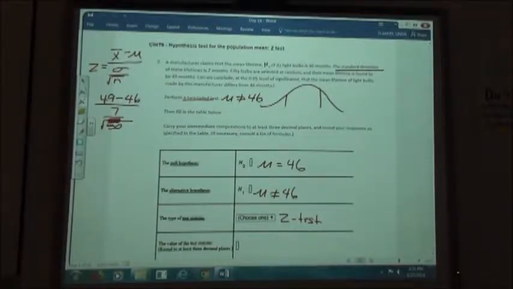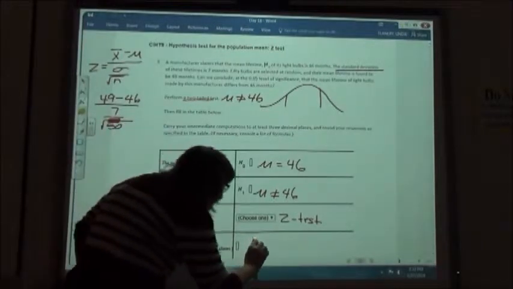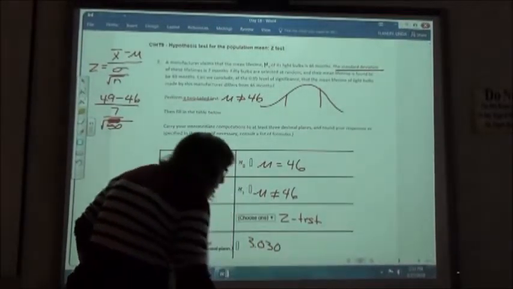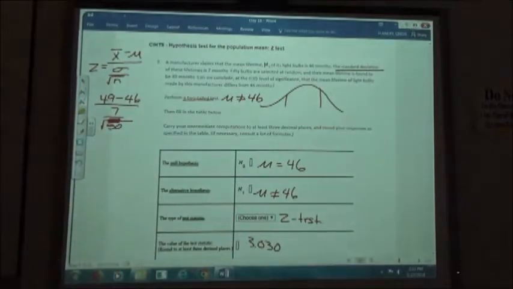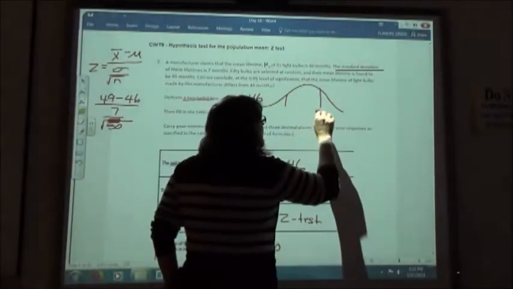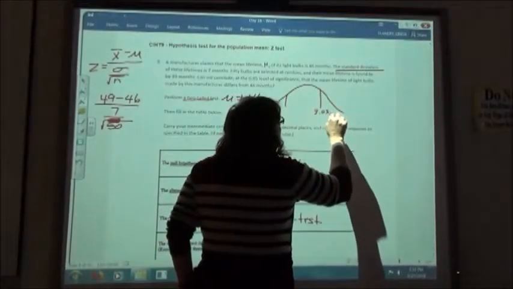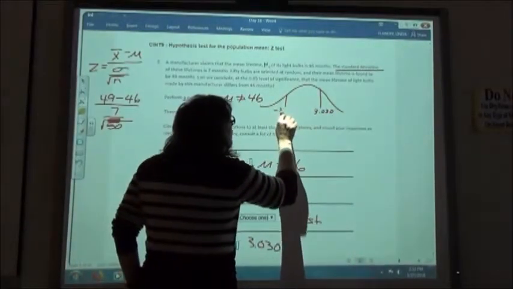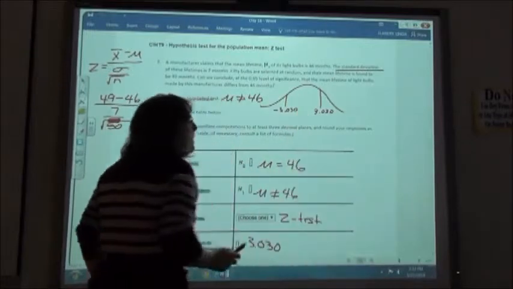This is homework 16. 3.030, right? Because it says to 3 decimal places. That means on my little curve that this is at 3.030, this is at negative 3.030.